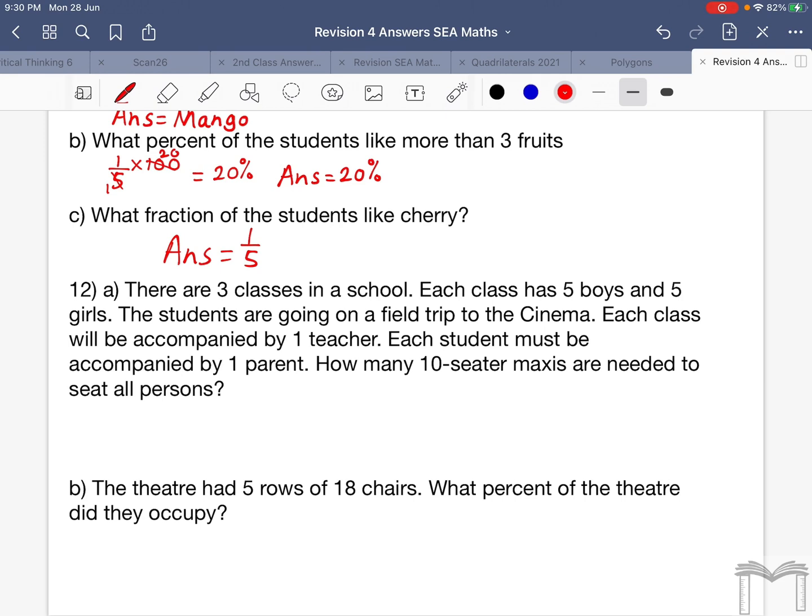Number 12. There are 3 classes in a school. Each class has 5 boys and 5 girls. The students are going on a field trip to the cinema. Each class will be accompanied by 1 teacher. Each student must be accompanied by 1 parent. How many 10-seater maxis are needed to seat all persons?